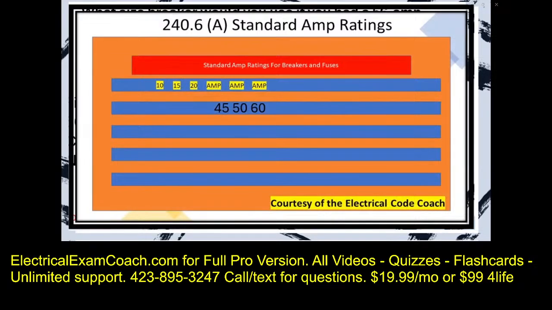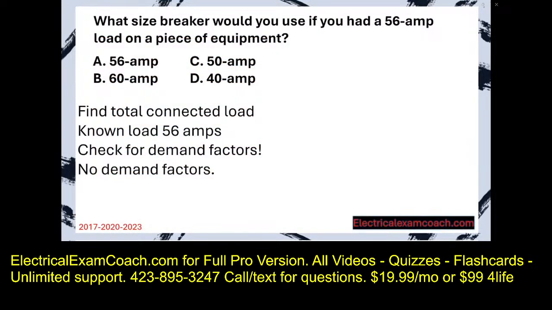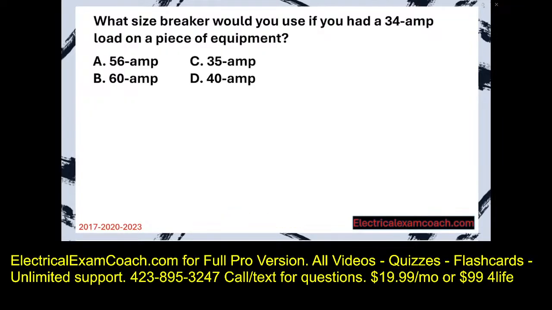We head over to table 240.6(A) and we select the next size up. In this case, we have a 56 amp load, which would lead us to select a 60 amp overcurrent device. Great job. What size breaker would you use if you had a 34 amp load on a piece of equipment?